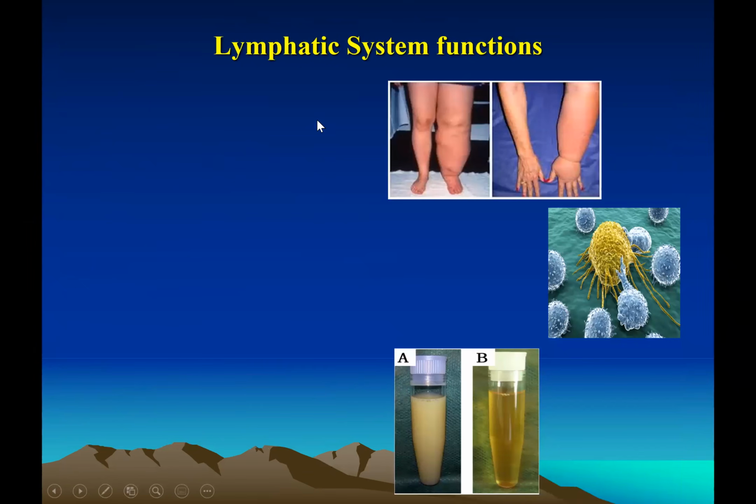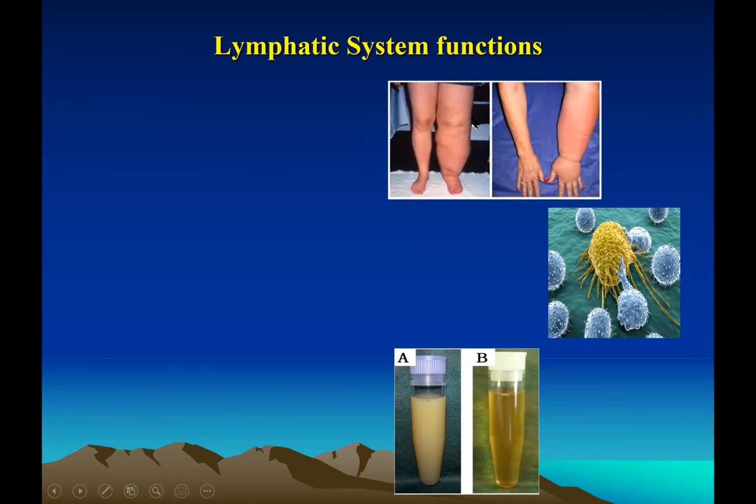So let's look at the 3 main functions of the lymphatic system. It is going to suck up all the interstitial fluid that didn't go back to the capillary, like a vacuum, and then put it back to the venous system. And here you can see lymphedema, where there was a blockage and there's an accumulation of tissue. So this is a clue that it plays a huge role in the liquid balance in our body.